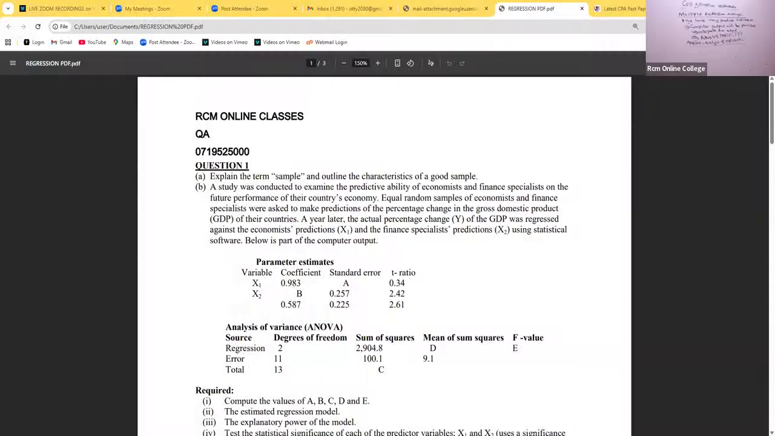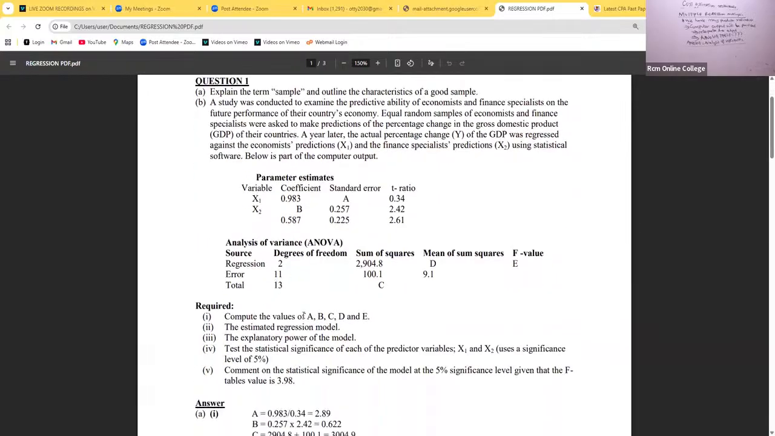So then this is how your exam, Advanced MA, will look like. This is quite an old question. It was a quantitative analysis question, but very relevant to you. All right. So forget about part A, part B. For part B, they want us to compute the values of A, B, C, D, and E. Then number 2, they want us to give them the estimated regression model.